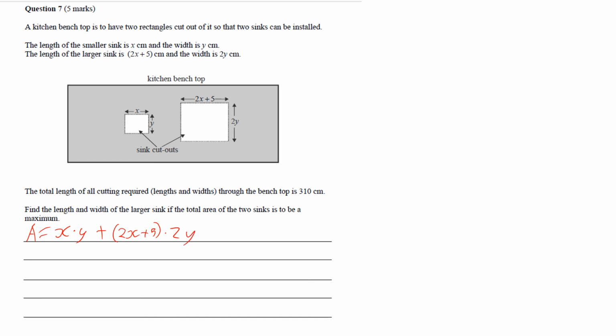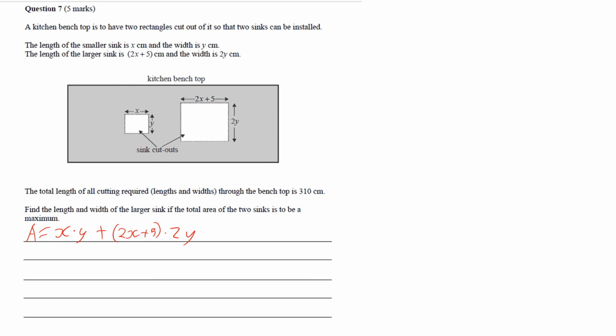But hold on, we've got a problem. We've now got to differentiate something that's got x and y in it, and we can't do that. In Math Methods Unit 2, you do not differentiate things that have more than one variable. So we need to cut out one of these variables. Luckily, we know that the total length of all cutting required is 310. So that's a bit of extra information we can use.